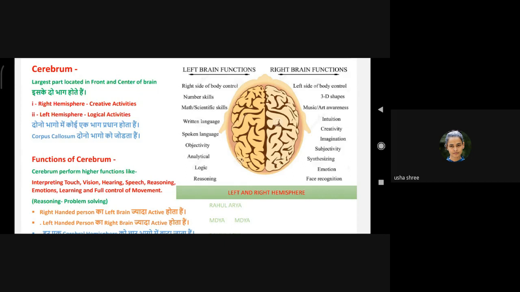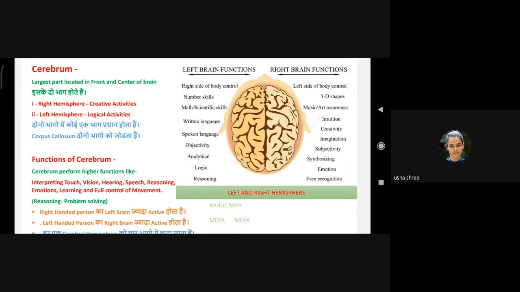It is said that the left hemisphere of the brain controls the right side of our body, and the right hemisphere of the brain controls the left side of our body. So if we are lefty, meaning a left-handed person, then our right hemisphere is more active in comparison to the left hemisphere, and if we are a right-handed person, then our left hemisphere is more active in comparison to the right hemisphere.